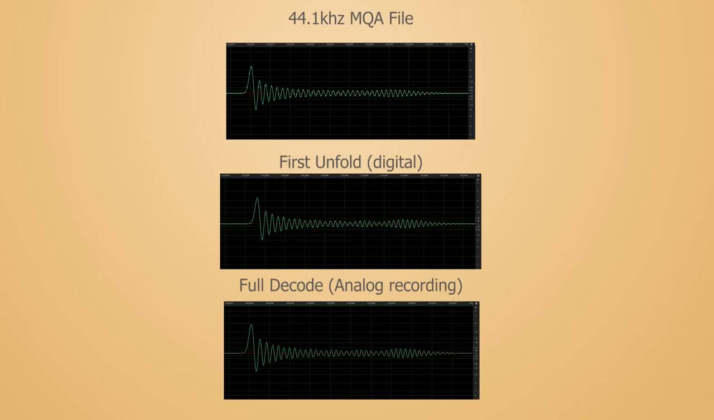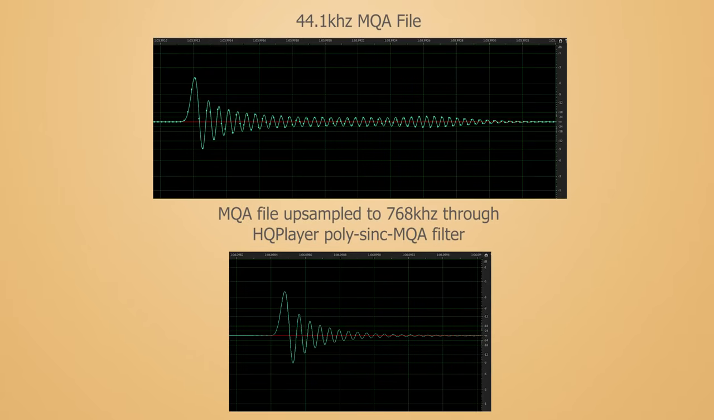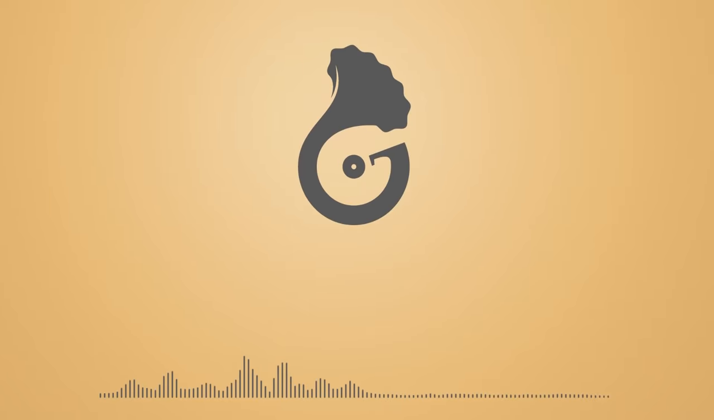The only way I was able to correct it was by running the track through HQ Player's PolySync MQA filter, which is designed to remove some of the anomalies and noise caused by MQA, and it did a pretty good job here. Quite why impulses and transients are behaving like this, I don't know.